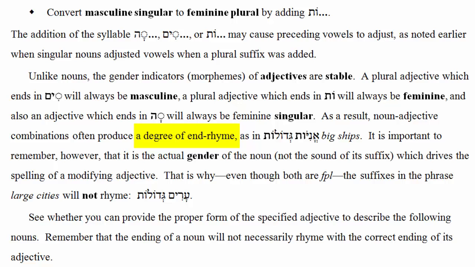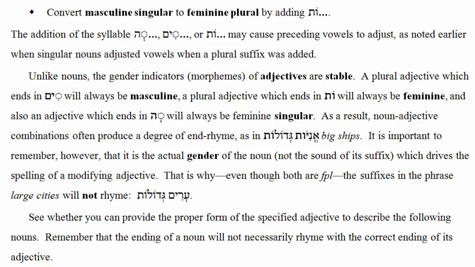A degree of end rhyme results from the fact that the plural form of nouns will often resemble the plural form of their corresponding adjectives. For example, you're coming to realize that many masculine nouns, when rendered plural, will end "im." When it comes to adjectives, all masculine adjectives rendered plural will end "im." Thus, the expression good containers will have the end rhyme shown by kelim tovim.